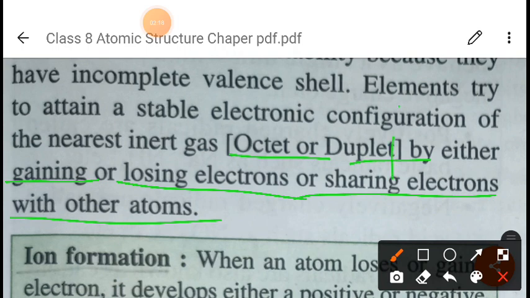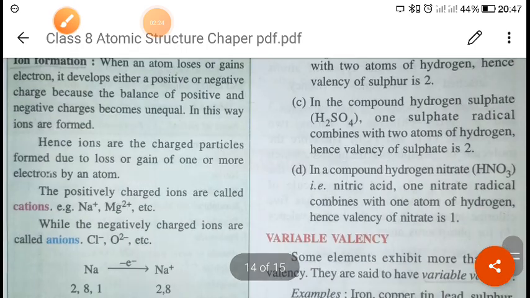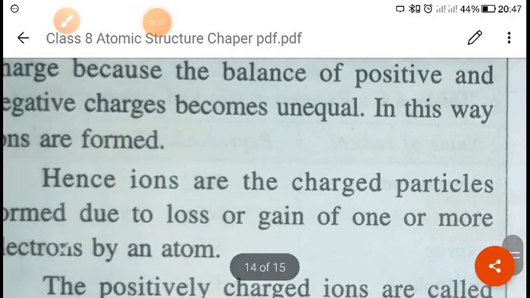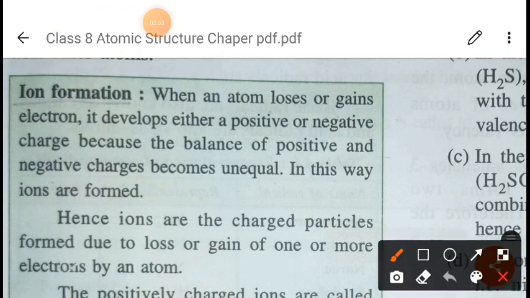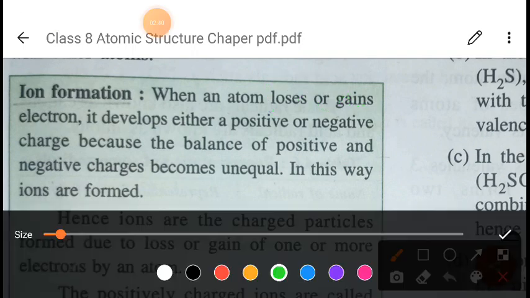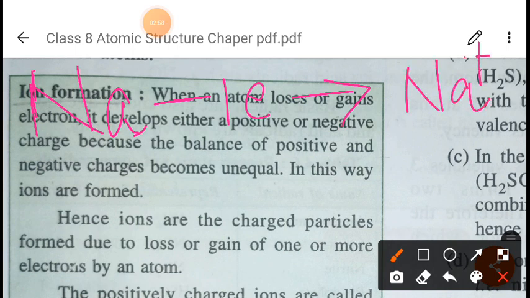Next is ion formation. What is an ion? When we talk about ions, always remember, I will give you one example. Suppose any neutral atom, suppose this is sodium, a neutral atom of sodium, okay? So what will this sodium do? If it gives its one electron, it will change into Na plus, okay? At that time it means that it has converted into an ion, okay?